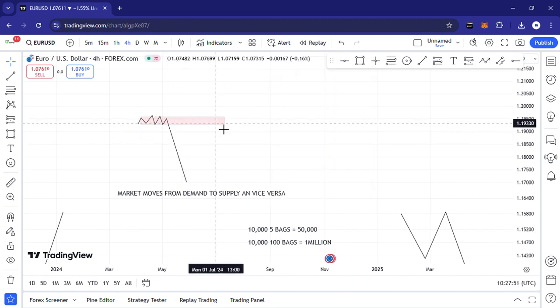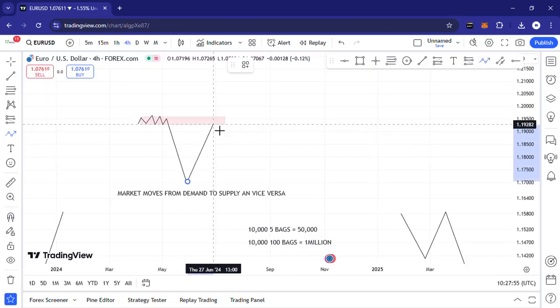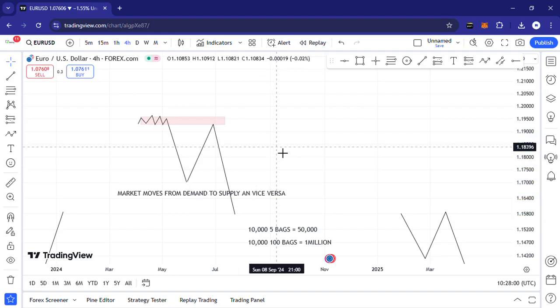So eventually you'll be waiting patiently for the market to come back to this area. When it comes back to this area, you will sell. So, one of the ways to mark a supply is the same thing in the demand area. Let me explain the demand area too.